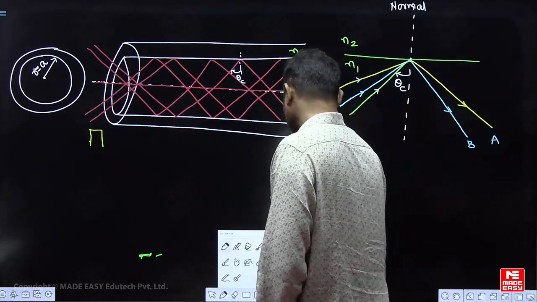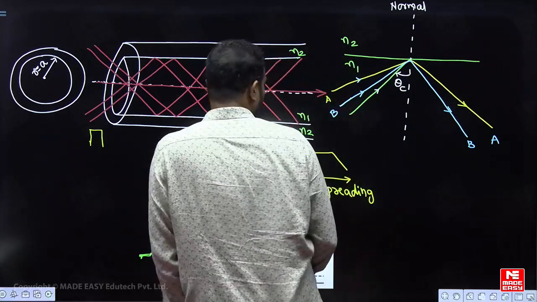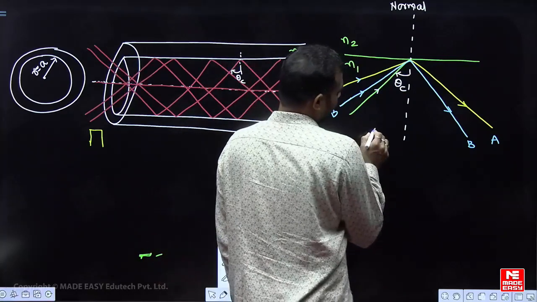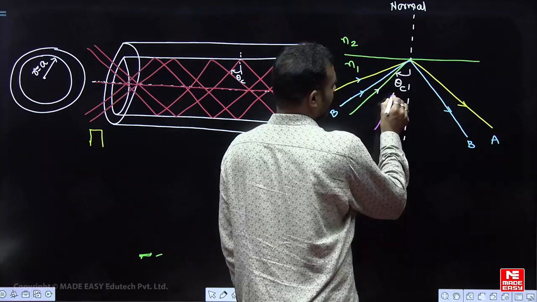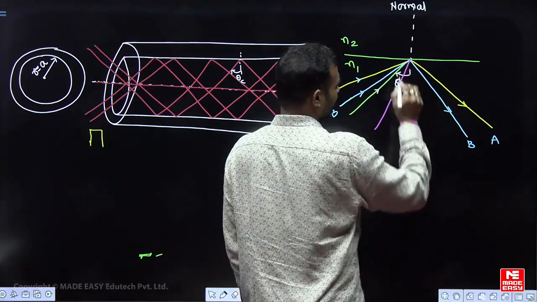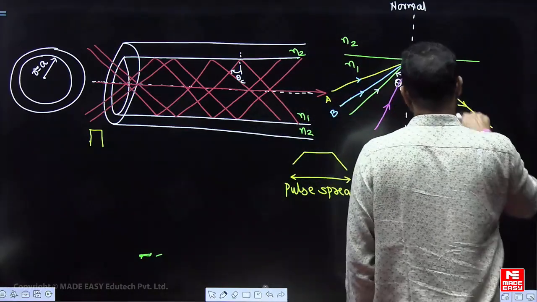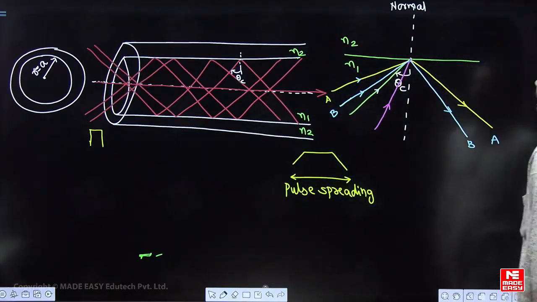I am showing you the case by using a pen of a different color. Now see carefully. Whenever the light ray is incident with an angle less than theta c, the light ray will not get reflected, the light ray will get refracted.